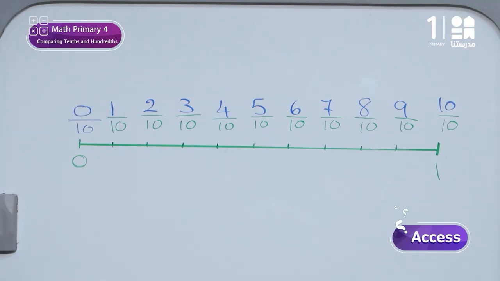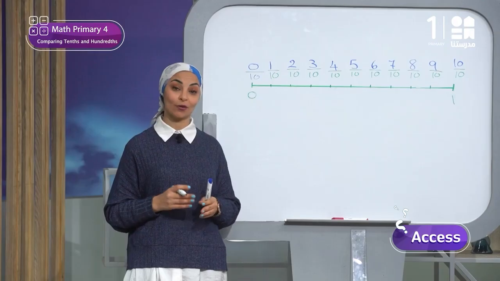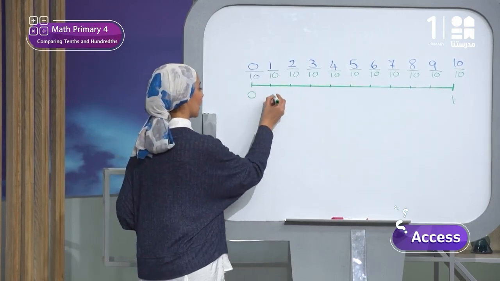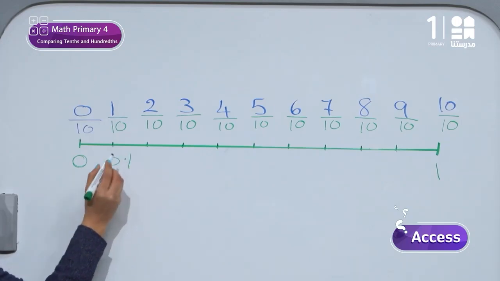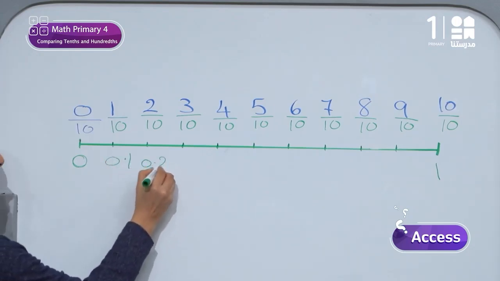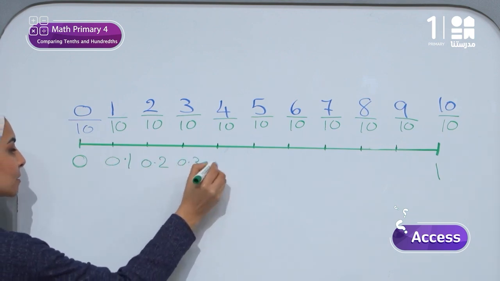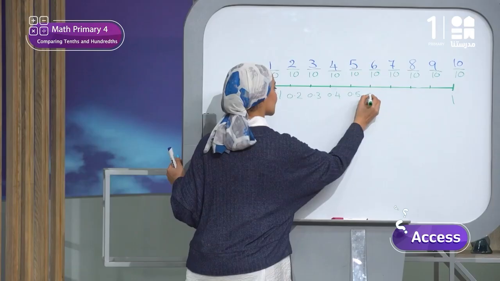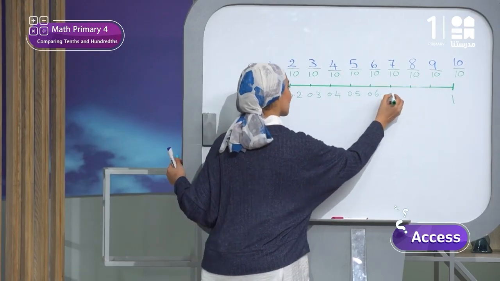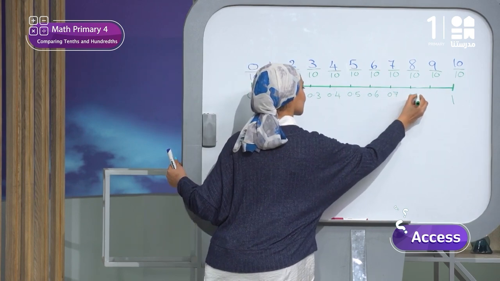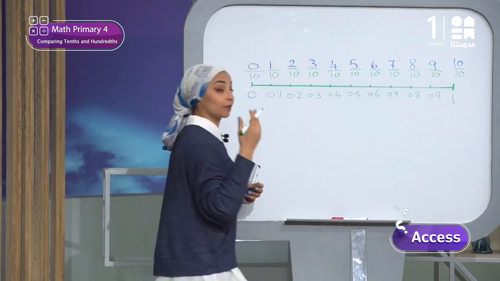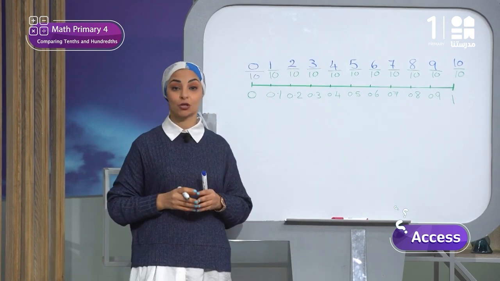Now we will count again but المرة دي هكتبهم as decimals. Okay. تعالوا كده نكتبهم مع بعض. Okay. So here I have 0, 0.1, 2 tenths, 3 tenths, 4 tenths, 5 tenths, 6 tenths, 7 tenths, 8 tenths, and 9 tenths. Then the last one, 10 tenths, which is equal to 1.